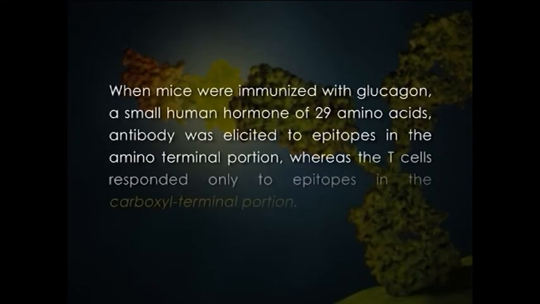B and T cells recognize different epitopes on the same antigenic molecule. For example, when mice were immunized with glucagon, a small human hormone of 29 amino acids, antibodies were elicited to epitopes in the amino terminal portion, whereas the T cells responded only to epitopes in the carboxyl terminal portion.